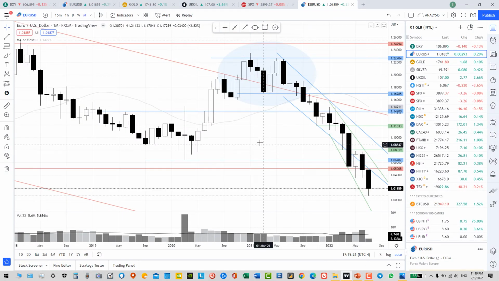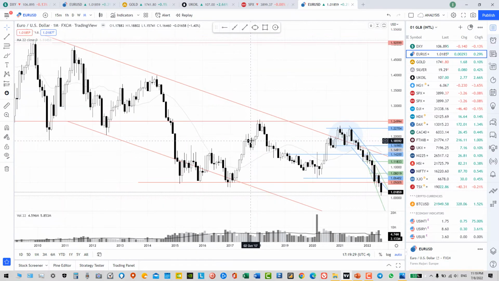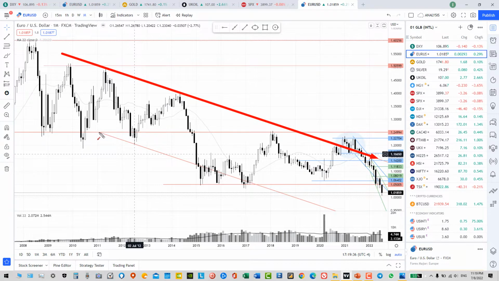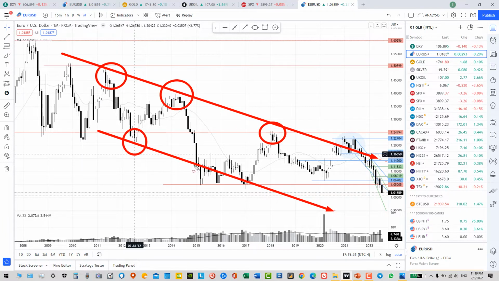Let's go. Here is the monthly chart, and we can see that it was in a major downtrend for some time, and this major downtrend has been there since 2009. And it consisted, of course, of lower highs as well as lower lows. But a kind of shift took place.